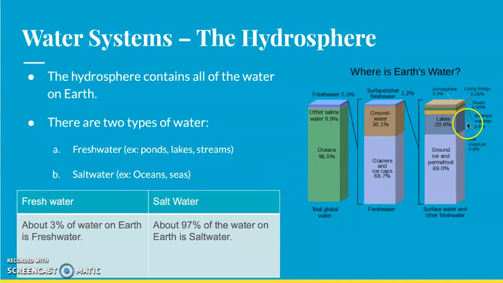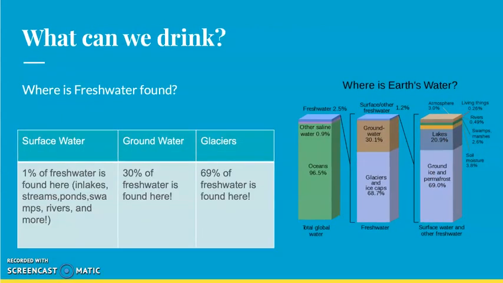You can also see this in the picture to the right on the slide, where it talks about what kind of water we have on Earth, what kind of fresh water we have on Earth, and where you can find this fresh water. So what can we drink? Where is fresh water found?